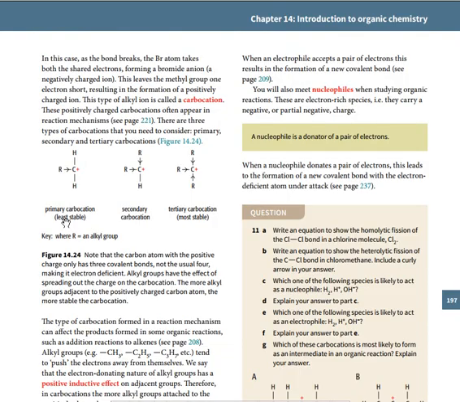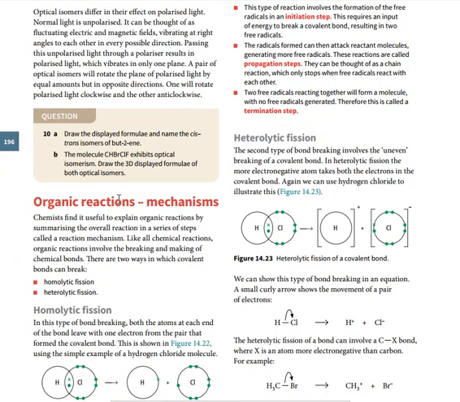So now let's see the other one. We have organic reaction mechanism. So this is the other concept subsection, organic reaction mechanism. In the organic reaction mechanism, we have two main types of organic reactions, which are homolytic fission and heterolytic fission.